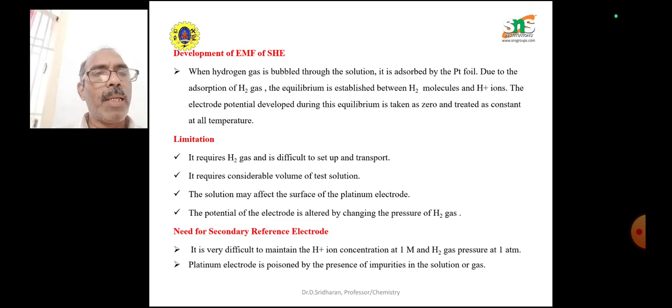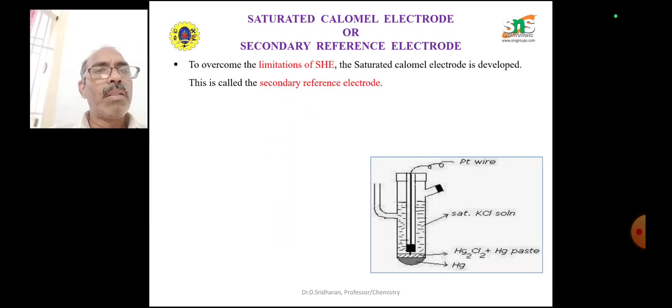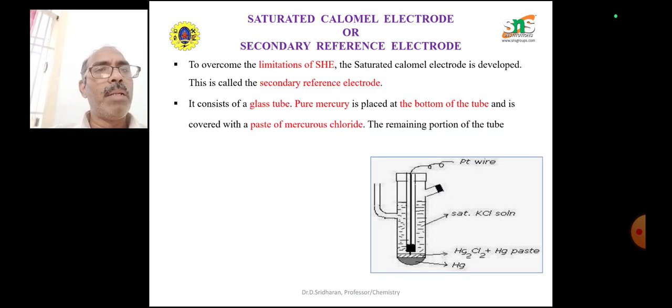It is very difficult to maintain H+ ion concentration at 1 molar and H2 gas pressure at 1 atmosphere. The platinum electrode is poisoned by the presence of impurities in the solutions or gas. So we are going to use a secondary reference electrode, for example, the saturated calomel electrode. To overcome the limitations of SHE, the standard saturated calomel electrode was developed. This is called the secondary reference electrode.